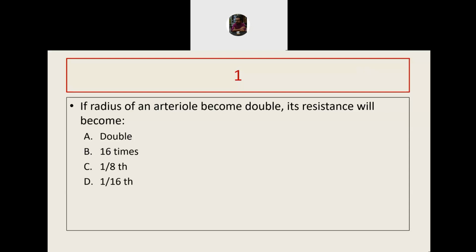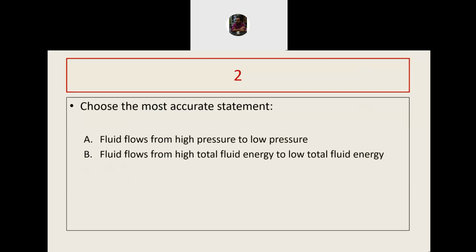Okay, we move on to the second question. The second question is, there are two statements and you have to tell me whether statement A is more accurate or B is more accurate. Statement A suggests fluid flows from high pressure to low pressure. Statement B suggests fluid flows from high total fluid energy to low total fluid energy.